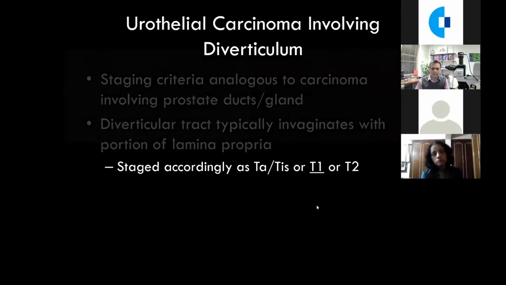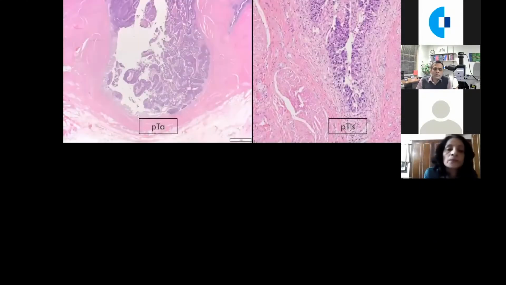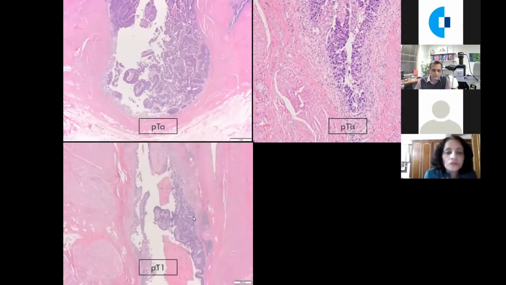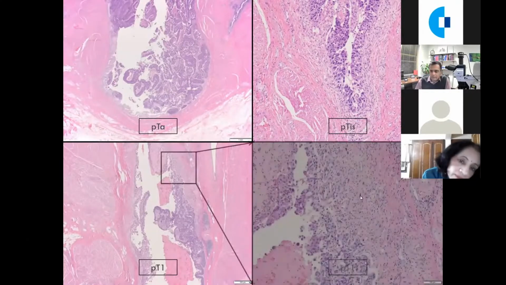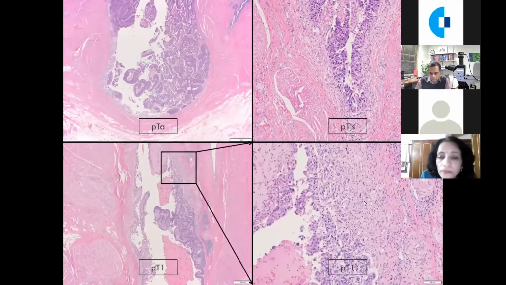So let's look at some examples here. So this is urothelial carcinoma, a non-invasive papillary urothelial carcinoma, which is involving a deep diverticulum. This will, of course, be called a PTA. And if it's not papillary but flat, it's going to be called a PTIS. And then in this situation, this is where it's important to understand that when the carcinoma invades from a diverticulum, it can still be confined to just the lamina propria of the diverticulum and not go into the muscle. So this would still be a PT1.